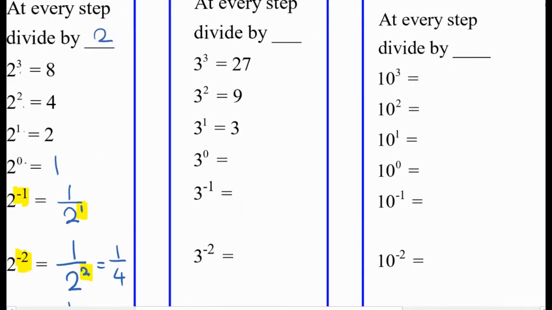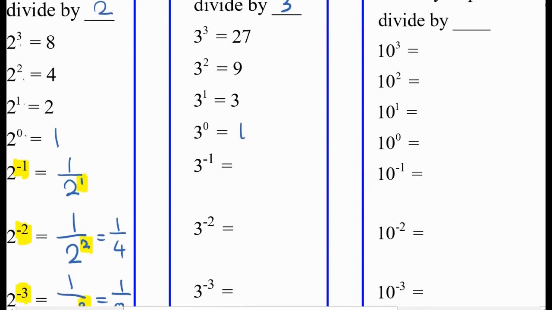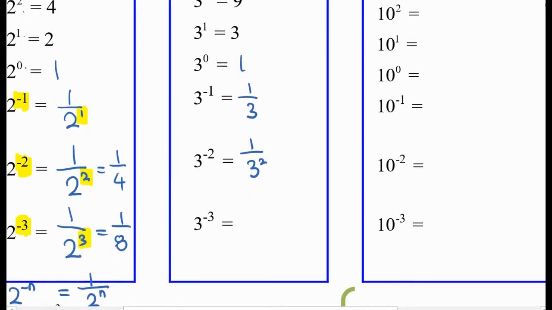Okay, let's do the same thing for powers of 3. So each step, the number is divided by 3. So 27 divided by 3 is 9. 9 divided by 3 is 3. 3 divided by 3 is 1. And 3 to the power of negative 1 is 1 over 3. And that is 1 over 3 squared. And 1 over 3 cubed. Just basically flip the number, it becomes 1 over 3, and make the exponent positive.